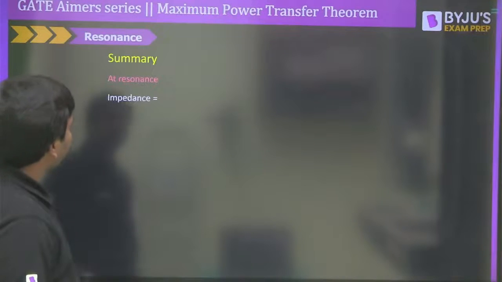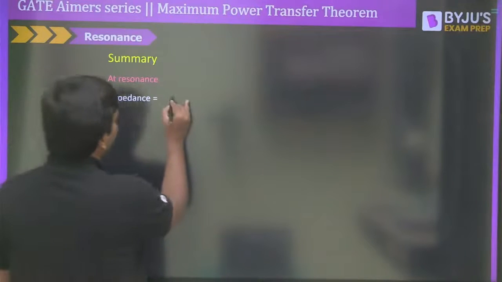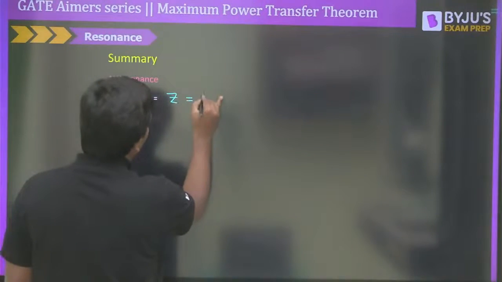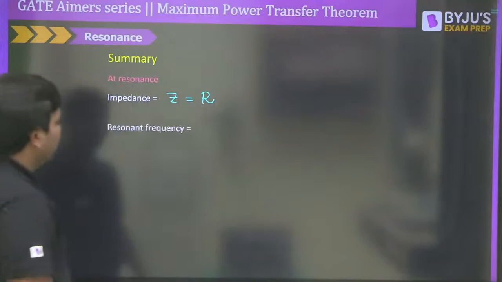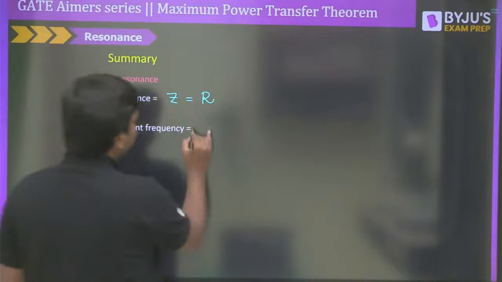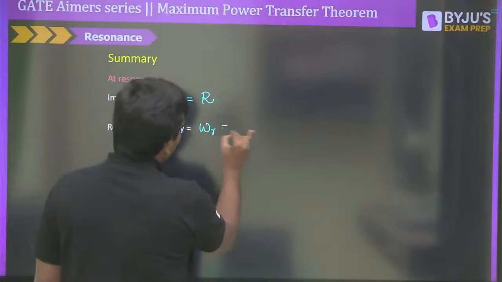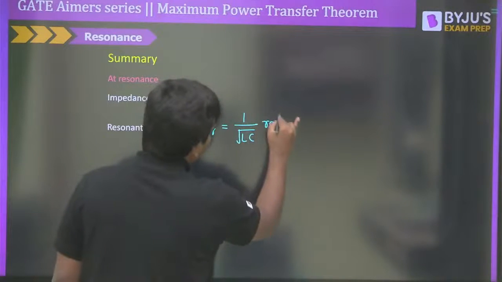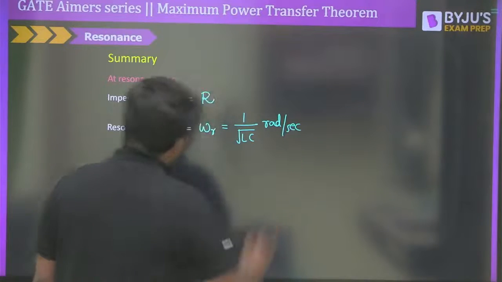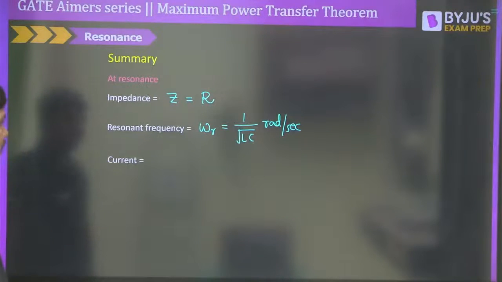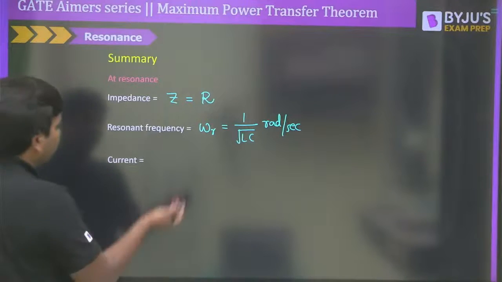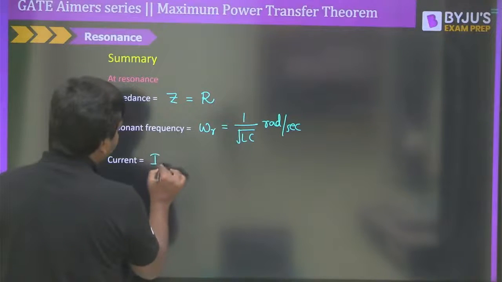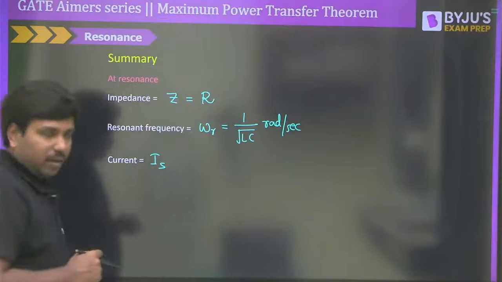Now let me go to the summary fast. So the impedance at resonance, impedance Z, is equal to R. This is what we have seen. And the resonant frequency is omega R. What is the value? 1 by under root of L into C radian per second. And then the third one is the current through the circuit. So what is the current through the circuit? Obviously you will have only IS, right?